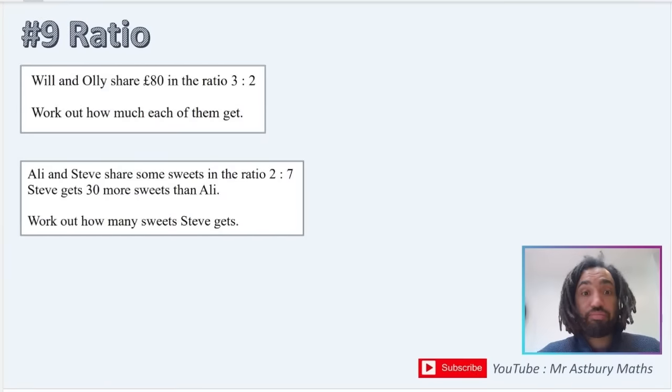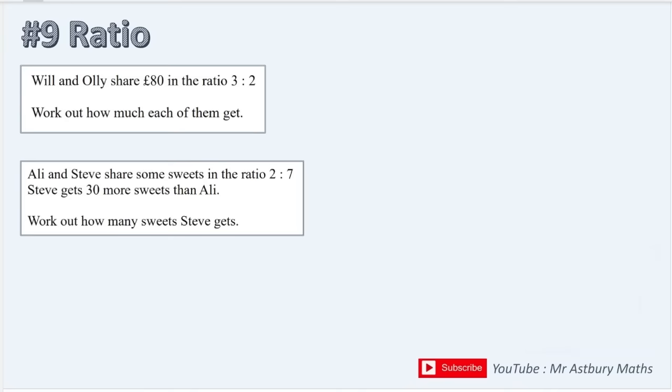Ratio number 9, it's all about sharing. Let's do it. Okay, so Will and Ollie share £80 in the ratio of 3 to 2. So 3 plus 2 is equal to 5. That's the number of shares that we have. We take our amount of money and we divide it by 5. And that tells us that one share is equal to £16.